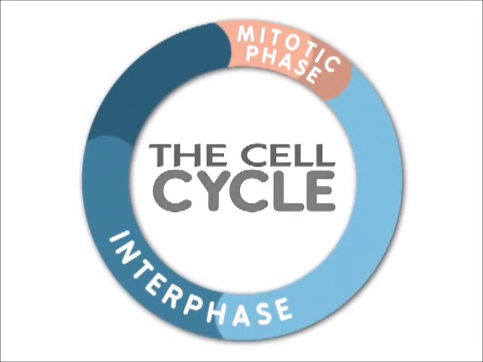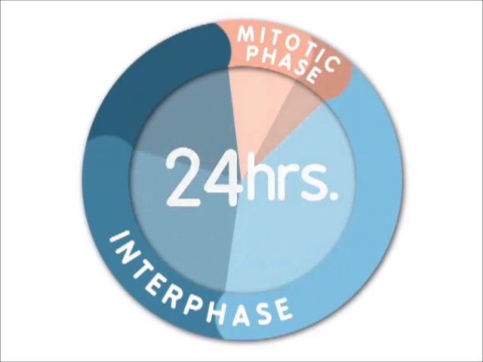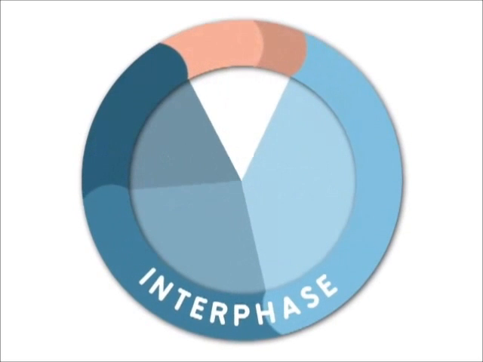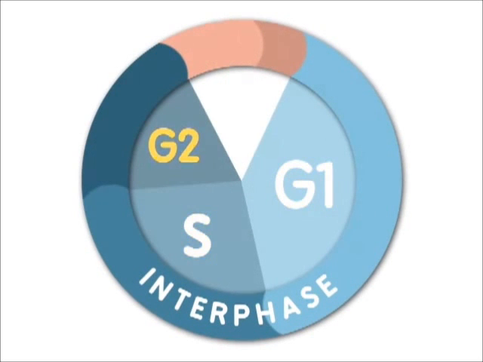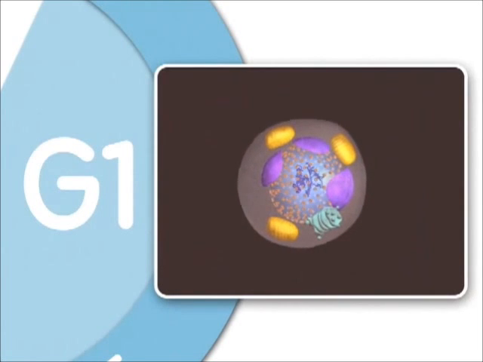cycle. For many eukaryotic cells, a cell is duplicated every 24 hours. Most of the life of a cell is spent in interphase. Interphase consists of 3 stages called G1, S, and G2. G1, or gap 1, is the first growth stage of interphase.